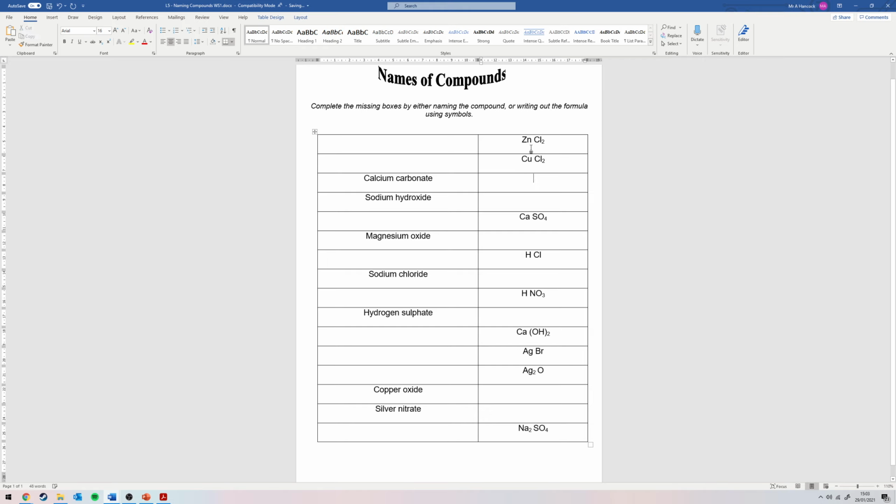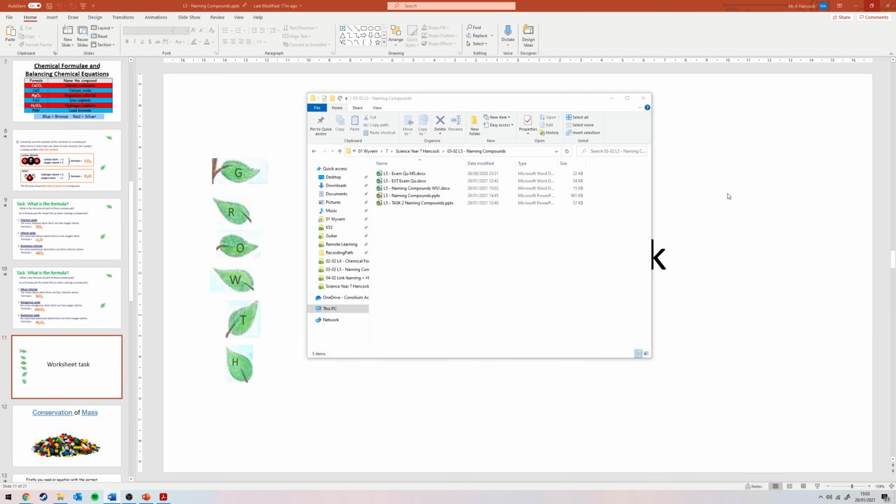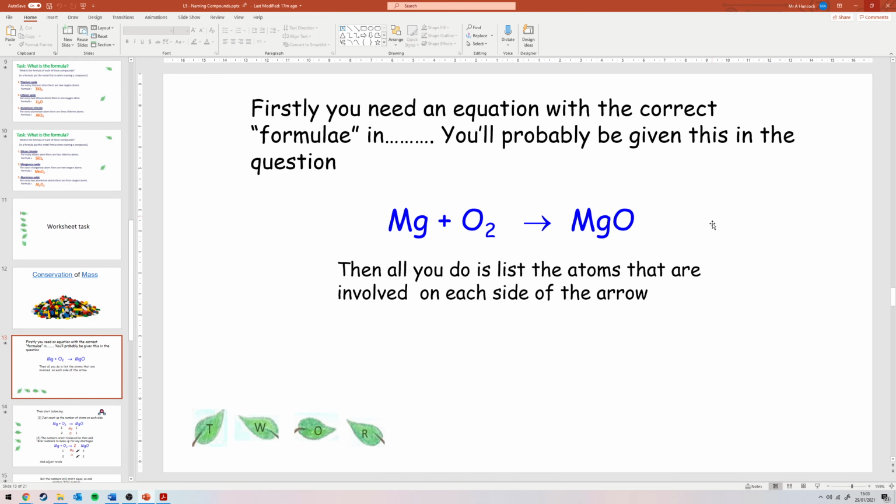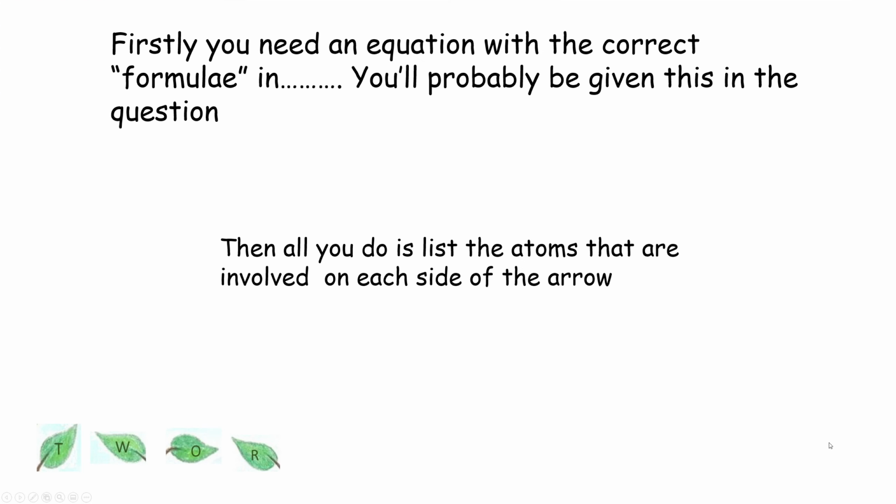Now here, this is zinc bonded with chlorine, so you know the name for this one is zinc chloride. So have a go at them. And then after you've had a go, unpause the video and then we can carry on. Now, we're going to do a little bit of balancing equations.